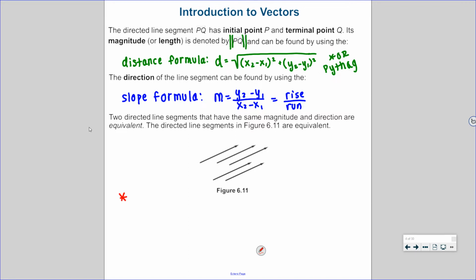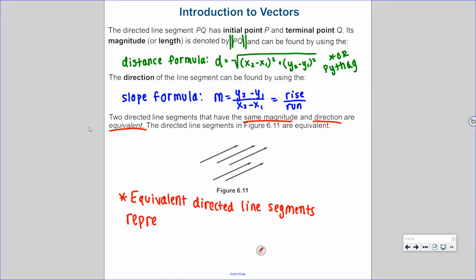But here's what I would write in your notes: equivalent directed line segments. And again, that means they have the same magnitude and same direction, and equivalent directed line segments represent a vector. A single vector is that.